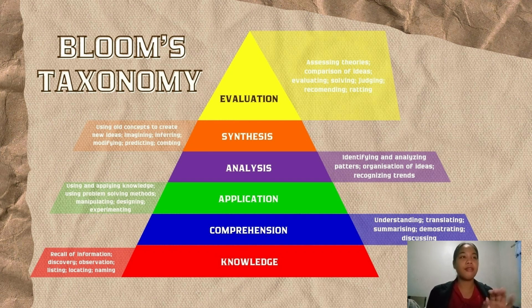So next we have comprehension. Comprehension: understanding, translating, summarizing, demonstrating, and discussing. So under comprehension, it's understand and summarize learning. So next we have application. Using and applying knowledge, using problem-solving methods, manipulating, designing, and experimenting. So application is use information in new ways.